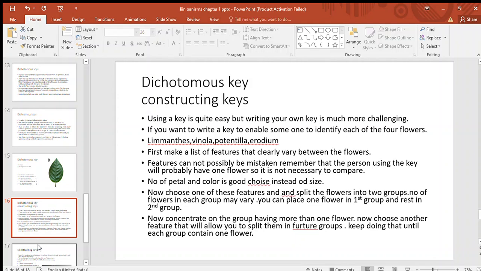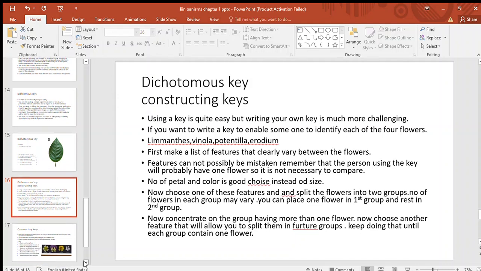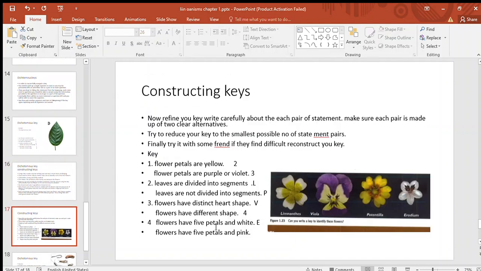If you want to write a key to enable someone to identify each of the organisms, you should be more careful. Now we take the example of 4 flowers: Limnanthes, Viola, Potentilla and Erodium. I will show you these flowers on the next page. These are the 4 flowers: Limnanthes, Viola, Potentilla and Erodium.